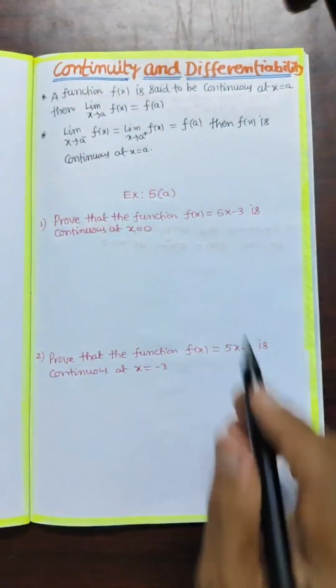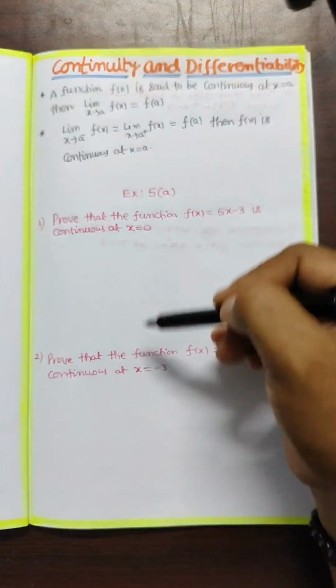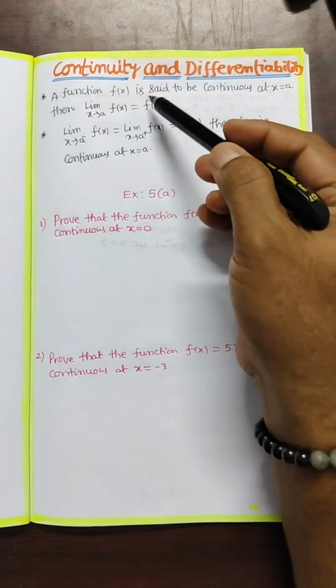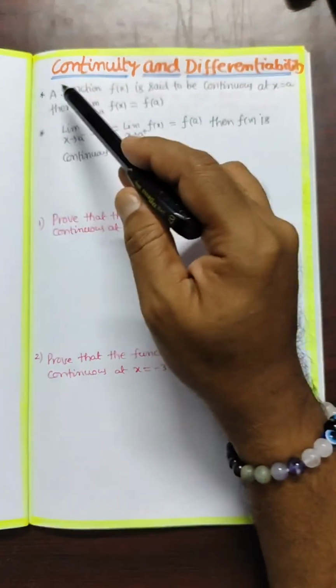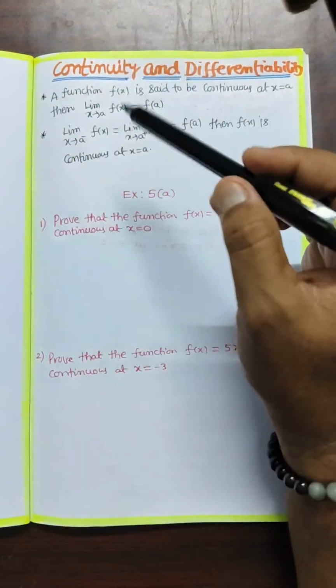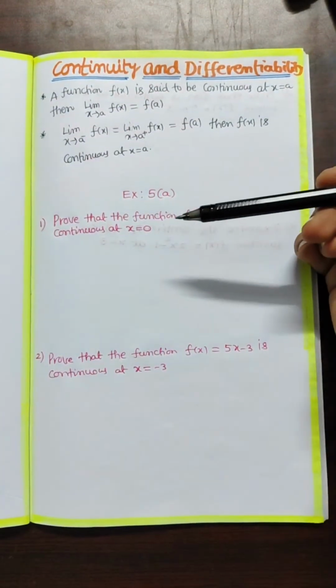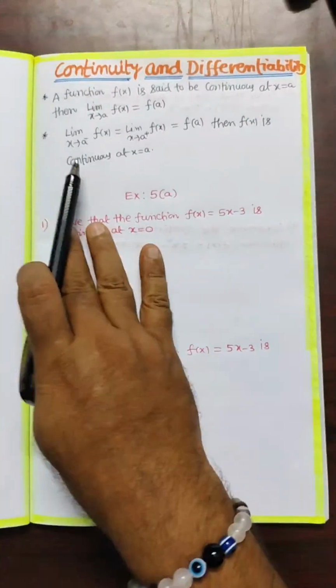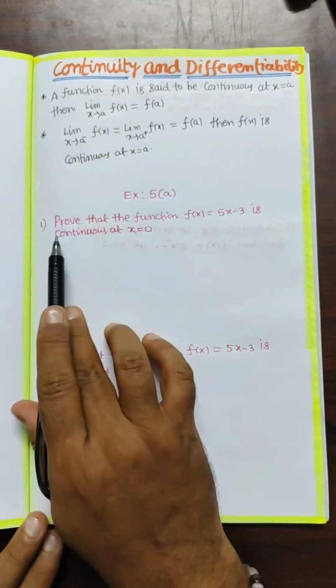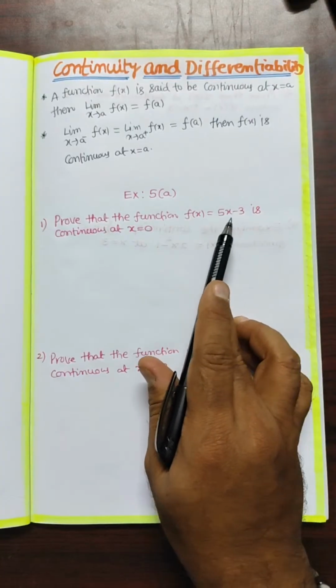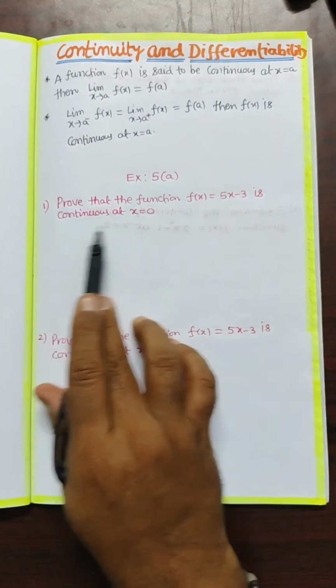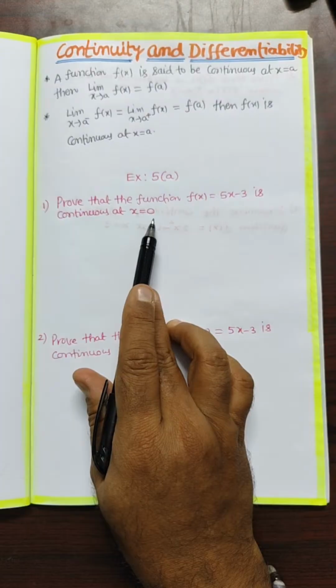Okay, dear students. But throughout this exercise, the first 10 questions according to my knowledge, we will approach the first definition itself. We will move to the first question. Prove that the function f of x equal to 5x minus 3 is continuous at x is equal to 0.